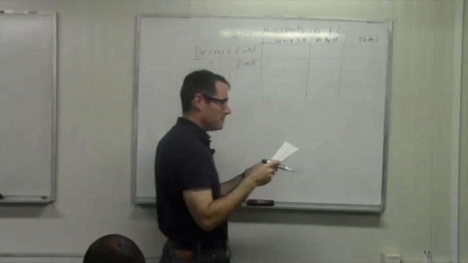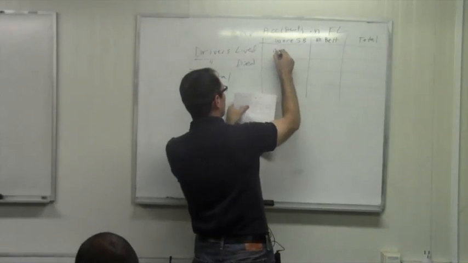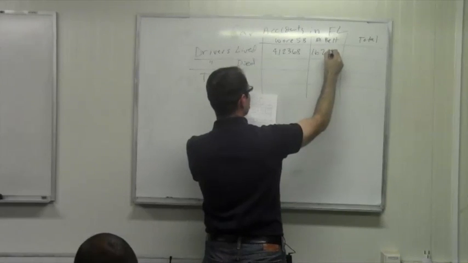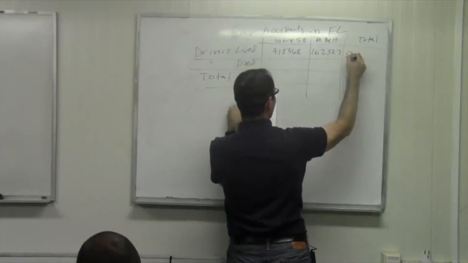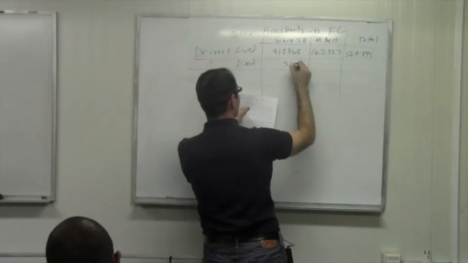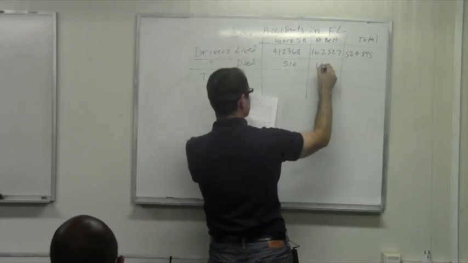And your total. OK, so we have 4, 1, 2, 3, 6, 8. 1, 6, 2, 5, 2, 7, 5, 6, 4, 8, 9, 5. 5, 1, 0, 1, 6.